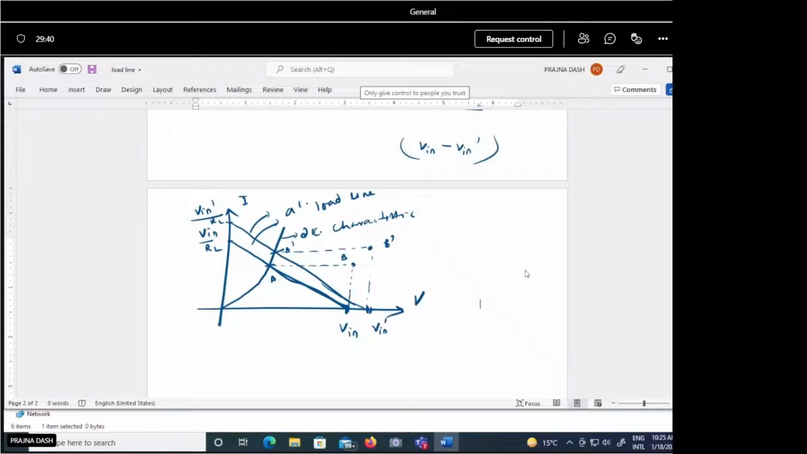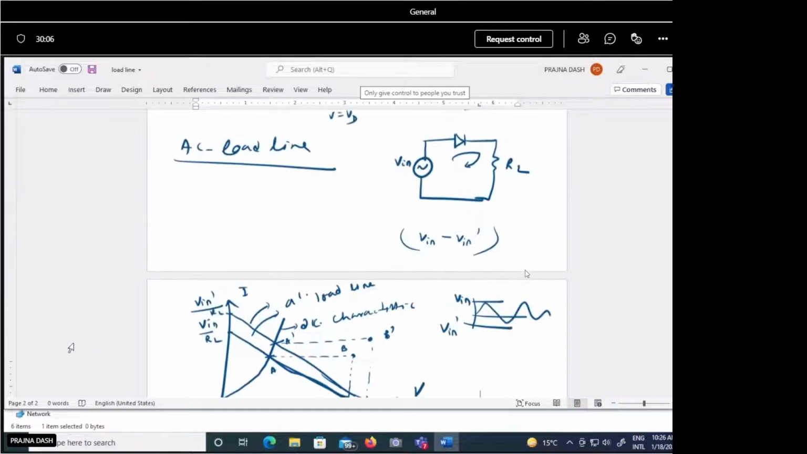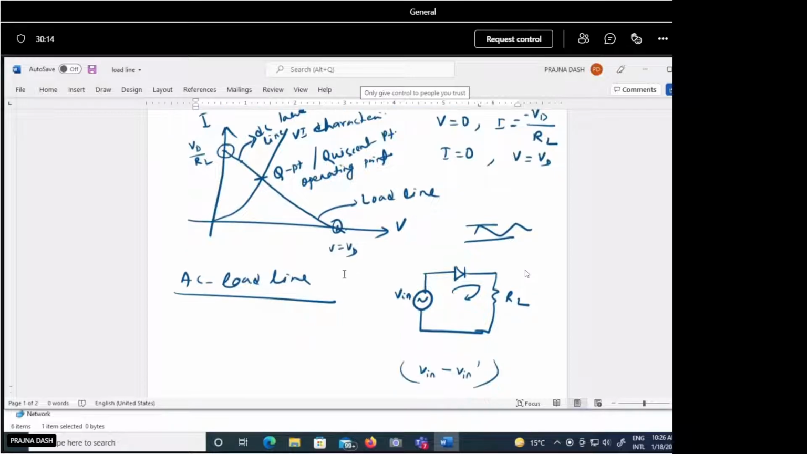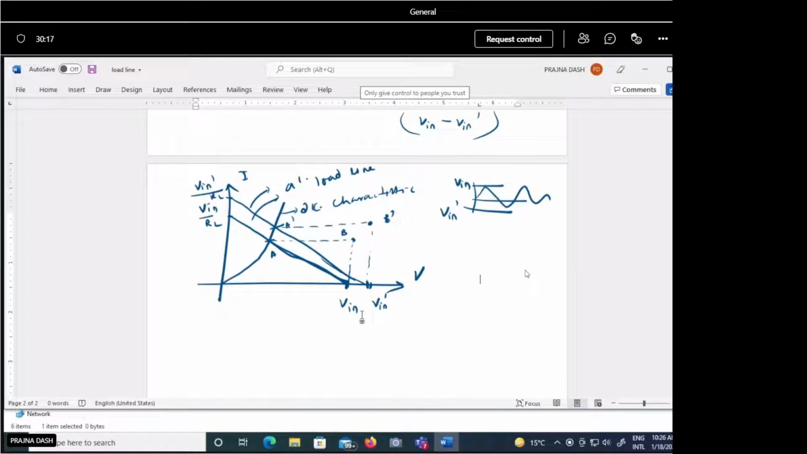So when we consider the AC voltage, AC voltage means it's an alternating voltage, so it is having two values. Suppose this is your V in and this is your V in dash. For this peak we have the maximum voltage applied, VM. So this value is V equal to V in. In this case the diode voltage VD is the maximum applied voltage, and for the other case the diode voltage is the applied voltage V in dash.